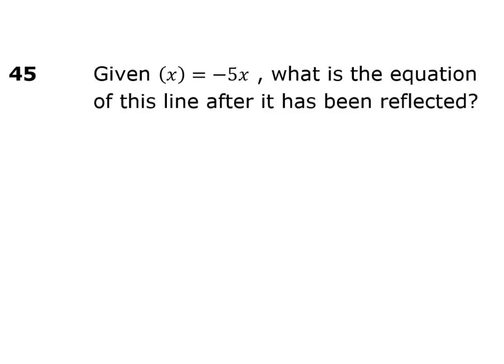Question 45. This is the one I told you guys to put a star next to because this is one of the ones that we seem to be struggling with the most. And it reads, given, and there should be an F here, f of x equals negative 5x. What is the equation of the line after it has been reflected? If we're going to reflect, and the only thing we're going to do is reflect, we need a negative. And that's the only thing you need.